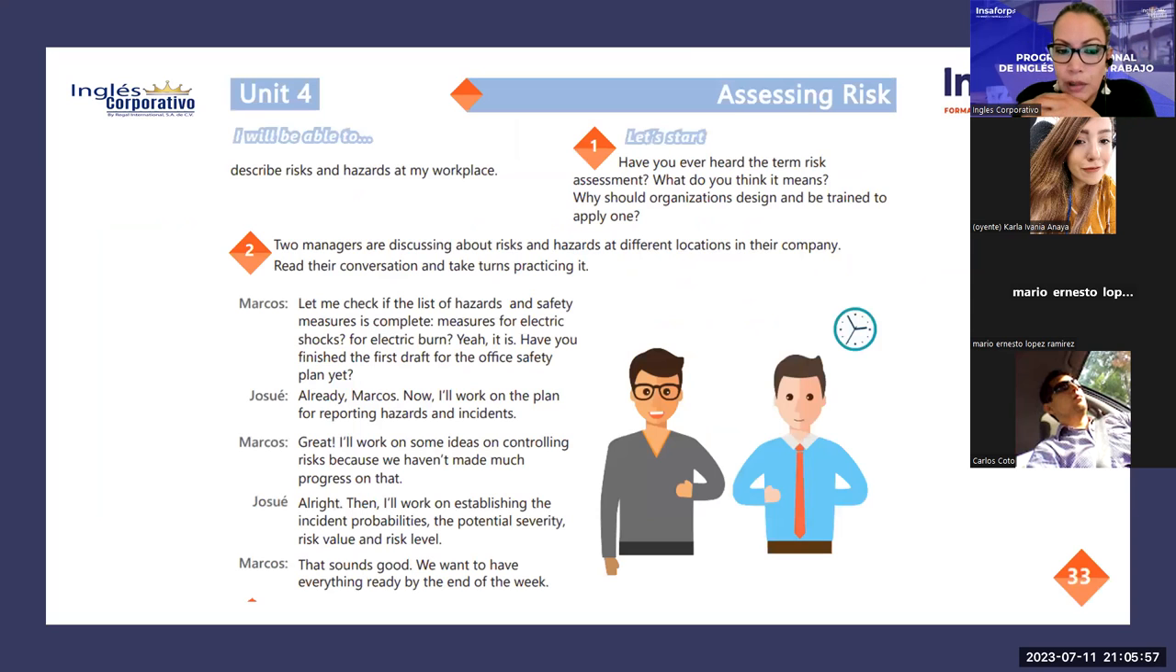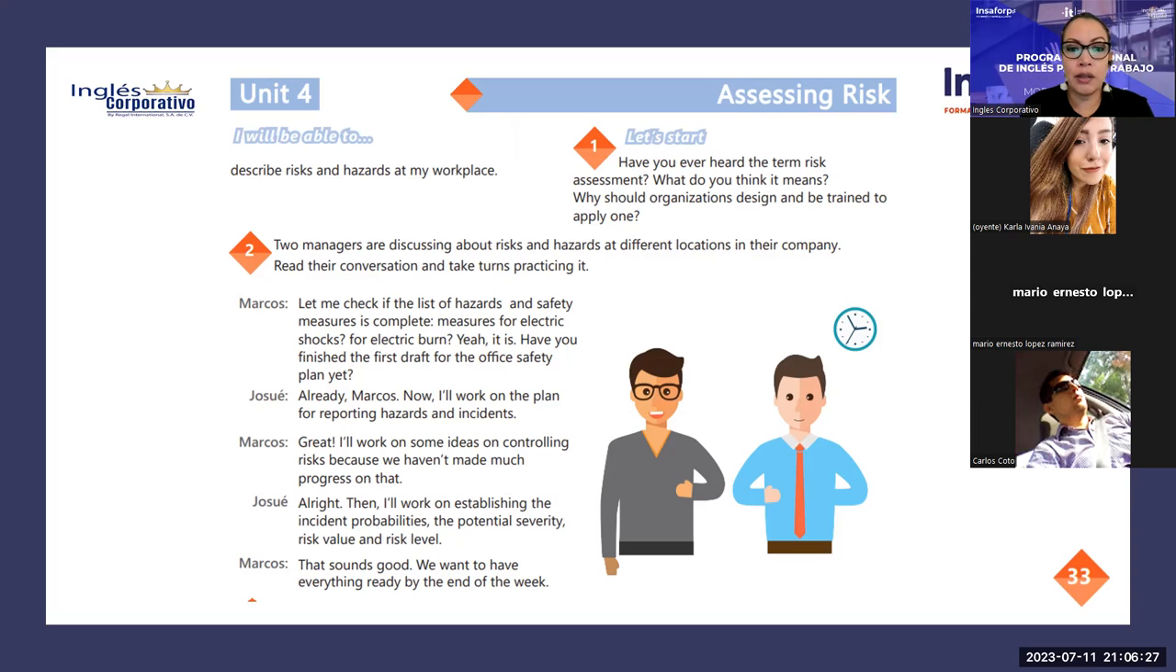So we start with this conversation, and as you know, we do not have audios for this one. I'm going to read it for you, and then you will role play it maybe in groups. I think sometimes you feel better by doing it in the breakout rooms. So this is a conversation between Marcos and Jose, and I'll start.